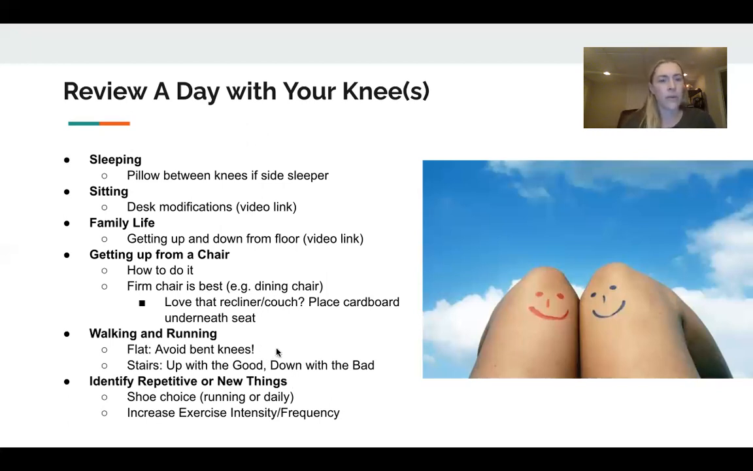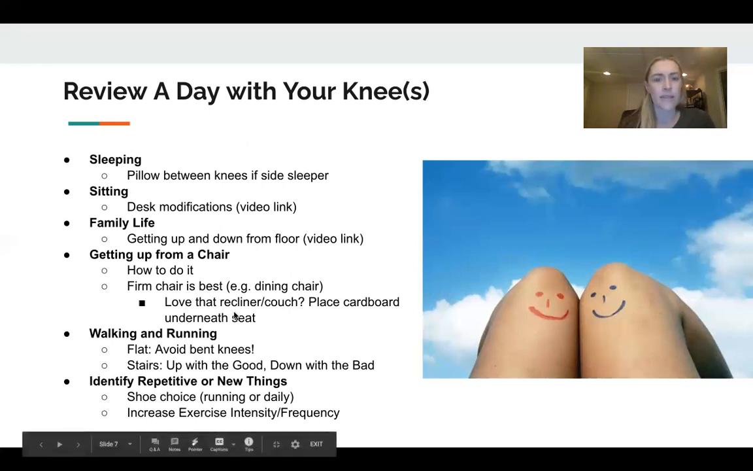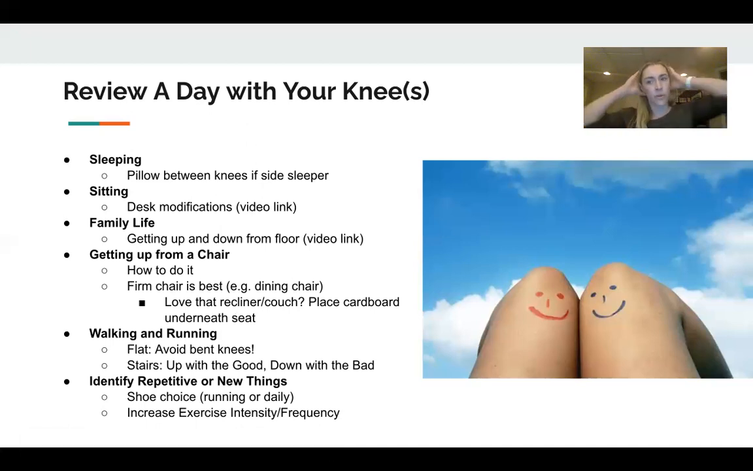So another thing people have a hard time with is getting up from a chair, and how you do it is really important. Dr. Michelle made a nice video that I'll also include the link for. But mainly you just want to make sure you're having your feet hip width distance apart. Make sure you're pushing through the middle of your feet and shifting your weight forward to stand up. Ultimately, a firmer chair is best, like a dining chair, if you can move it to your TV room, if that's where you're doing most of your sitting.